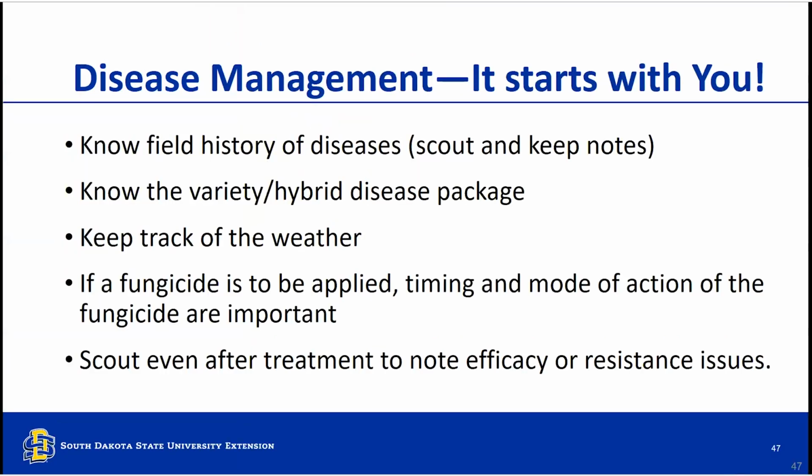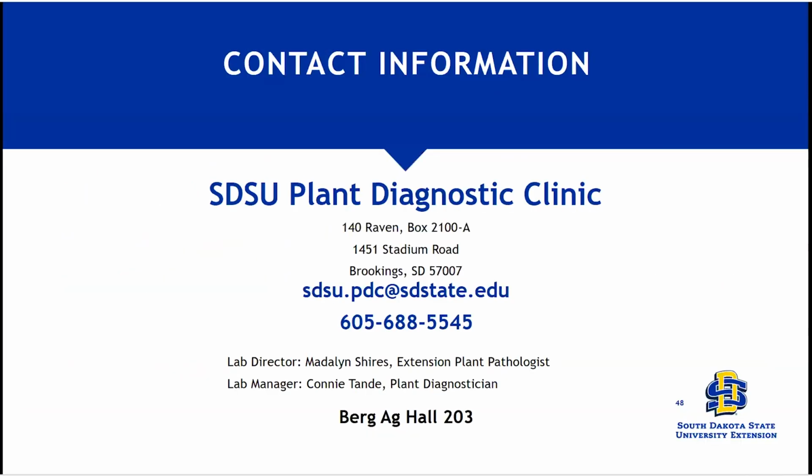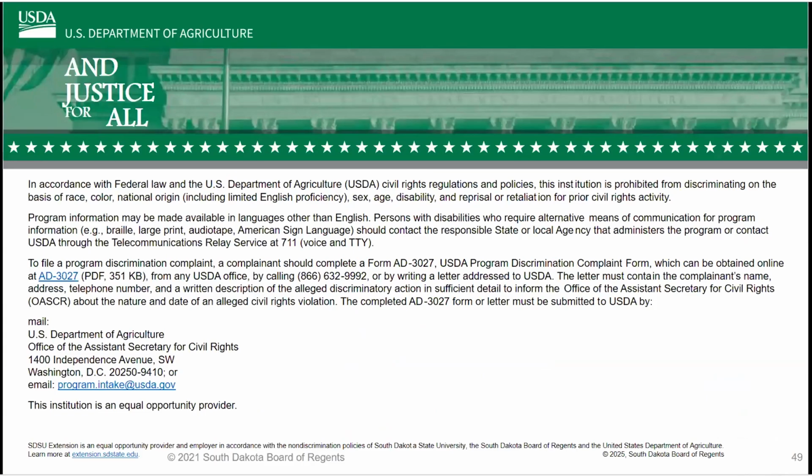So again, disease management starts with you. Really know your field history, know your hybrid package, keep track of the weather, so get good records. Really looking at rotating modes of action, and then really scouting to make sure that your treatment worked or didn't work. Diagnostic clinic is available for samples. Proper diagnosis leads you to better outcome on whether something would work.